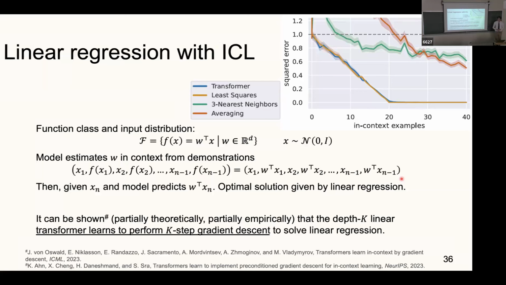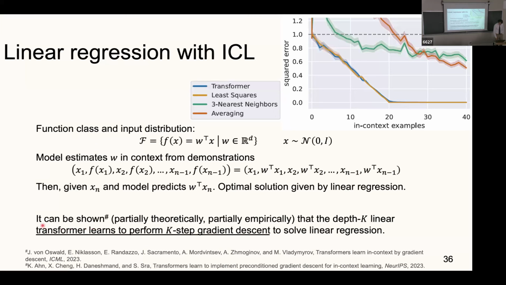And what the transformer can do is look at these demonstrations, figure out what W is, and then predict W transpose X_n as a final output. But how would you do that? What's the optimal way to do this? Well, statistically, this is linear regression. So we know, us educated humans know that this should be solved with linear regression, set up some matrix, compute the inverse, the pseudo-inverse or whatever.